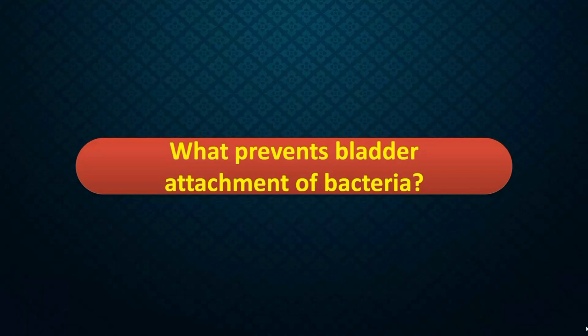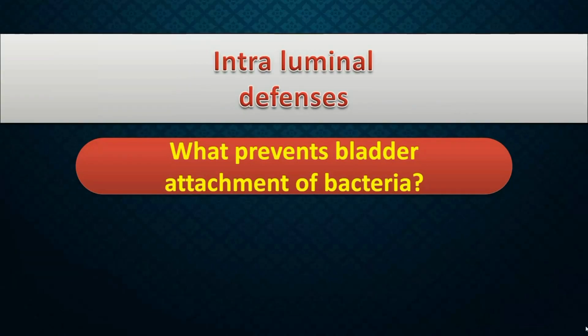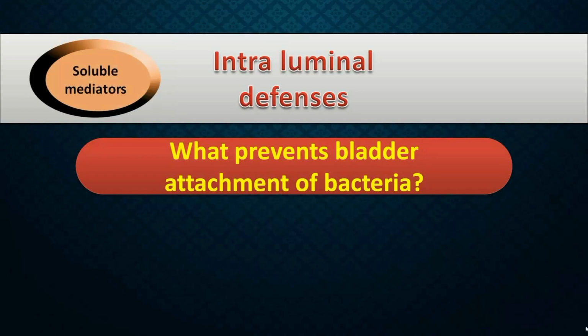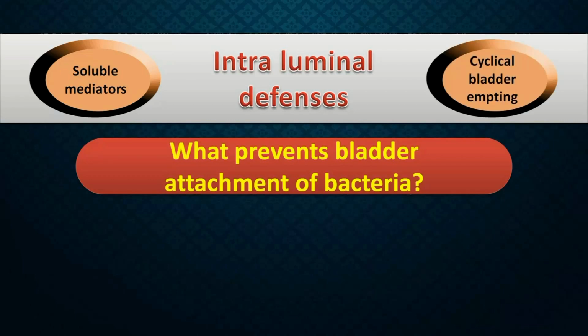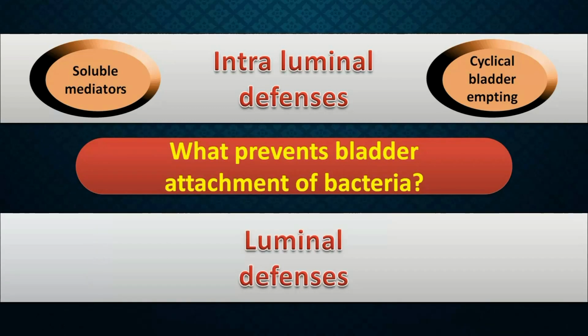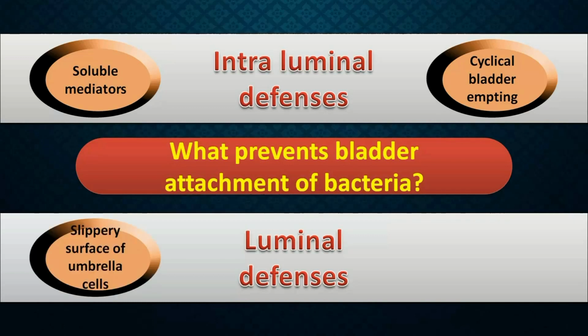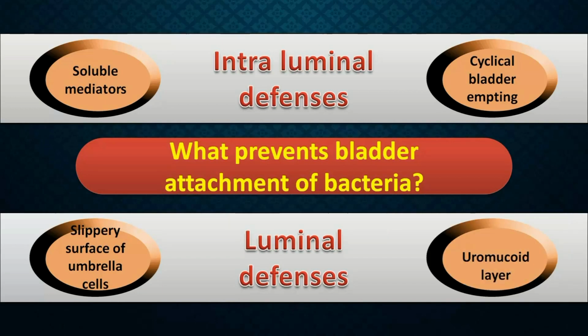So if I were to sum up what I said about what prevents bladder attachment of bacteria, there are intraluminal defenses, which are soluble mediators. I mentioned these four soluble mediators, that means within the urine, and I mentioned cyclical bladder emptying, normal or subnormal. And then you have luminal defenses which operate through the wall of the urinary bladder, and I spoke about the slippery surface of umbrella cells, and I also spoke about the uromucoid layer.